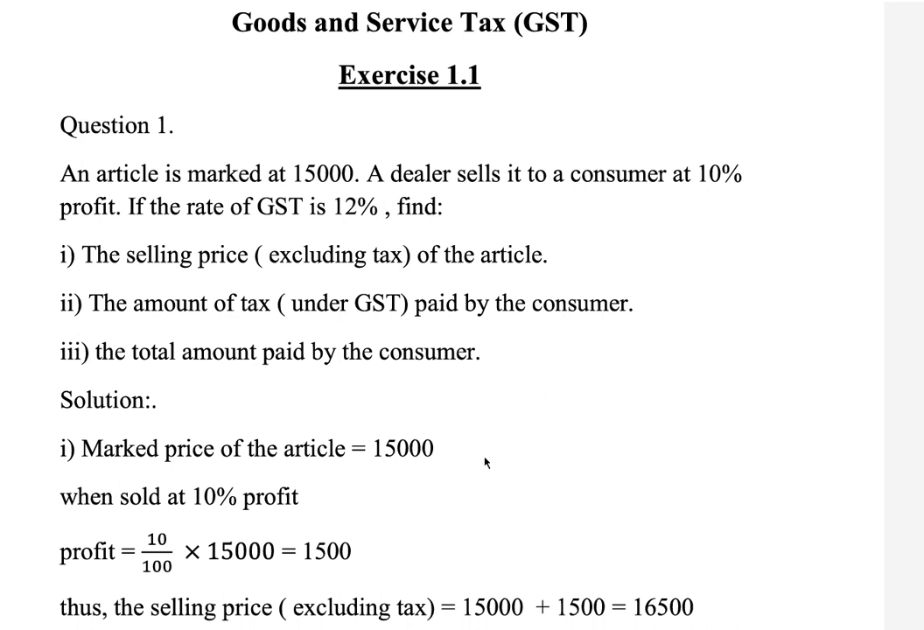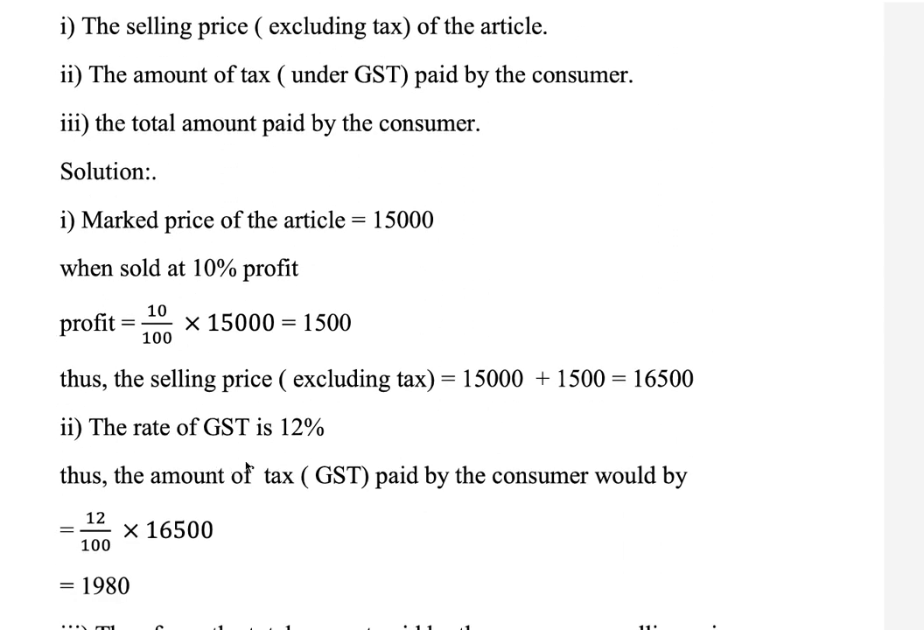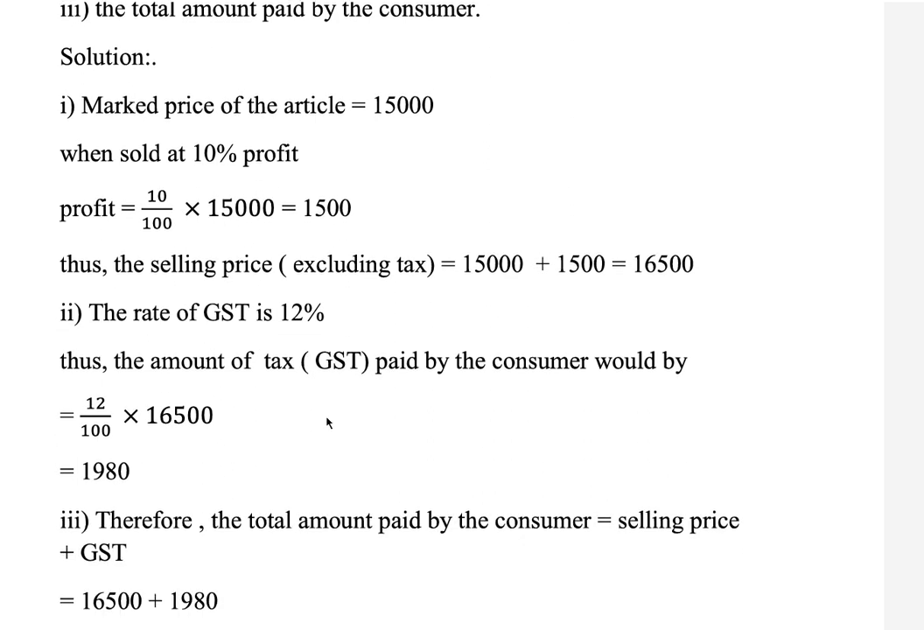Then how to proceed? As it is given, the marked price of the article is 15,000. So the dealer will make a profit of 10%. So 15,000 into 10%, that comes to 1500. Now the selling price 15,000 plus 1500, that comes to 16,500. The rate of GST is 12%. So amount of GST, that 16,500 into 12%, that comes to 1980.